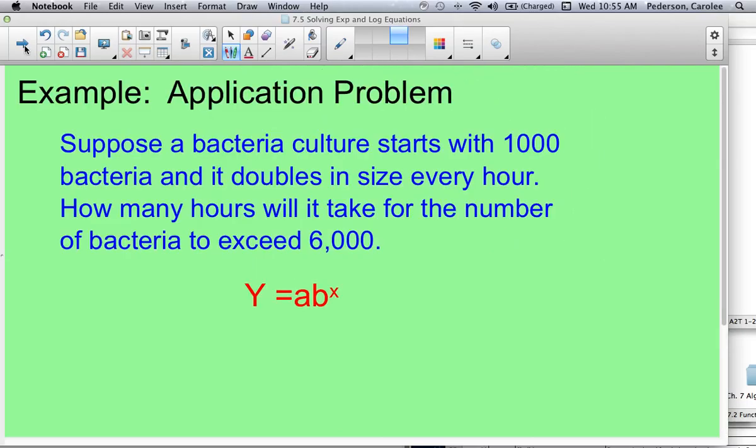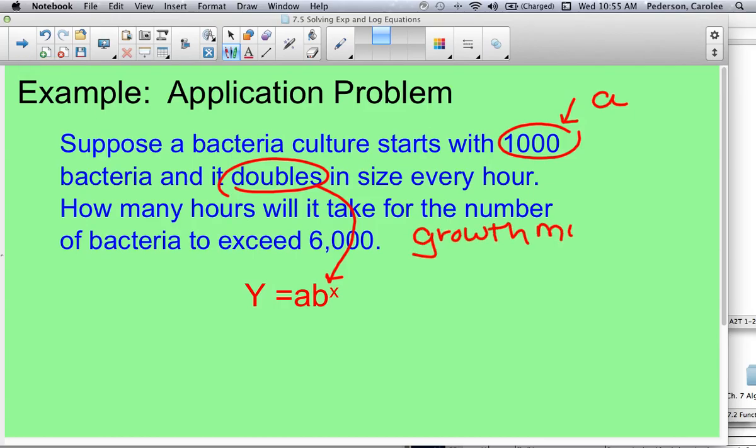One example left. Suppose the bacteria culture starts with 1,000 bacteria. So this is my initial. That is going to be the A in this problem. Then it says it doubles every hour. So that's going to be my growth rate multiplier. So my growth rate multiplier is doubling. So that is 2. Then it says, how many hours will it take for the bacteria to exceed 6,000? So that is my end amount.